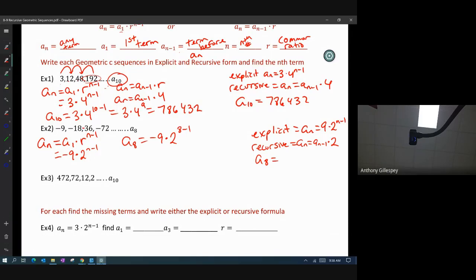Start off by writing this equation and then just filling in the blanks. Start off by writing the recursive. You don't even have to write it out because all you're doing is putting the n number in. And to find a sub 8, we're going to have to do this, right? Negative 9 times 2 to the what? 7? Someone do that for me, please. We agree? Does that sound right or no? What is it?